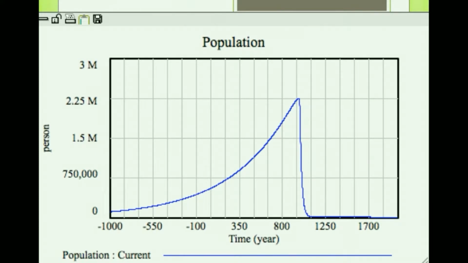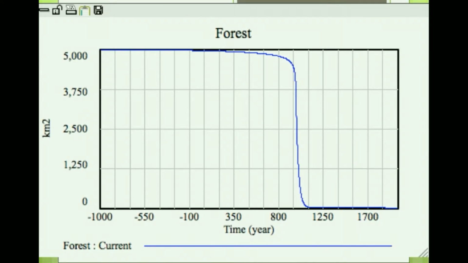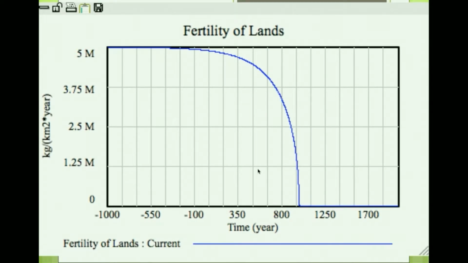We're going to be looking at this in more detail. But you can also look at the other stocks, the forest, which followed a similar pattern. In this case, this was about the extent of forest that was available to them at the time, and this is what essentially came of it. And this, at about the same time, collapsed. And you can see the fertility of the lands, which was another of the variables in the model, collapsing from 5 million kilograms of food per square kilometer of area per year to 0.